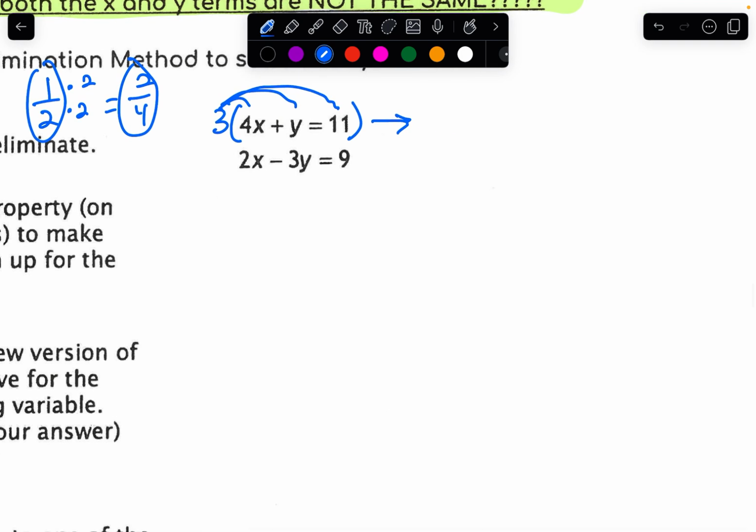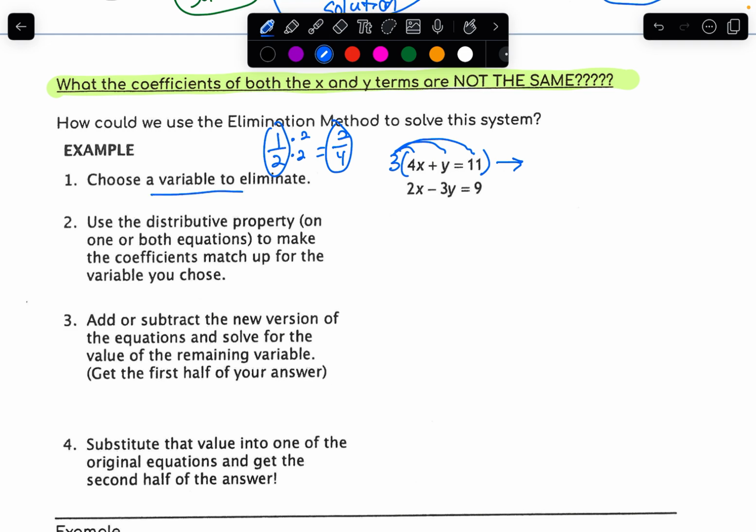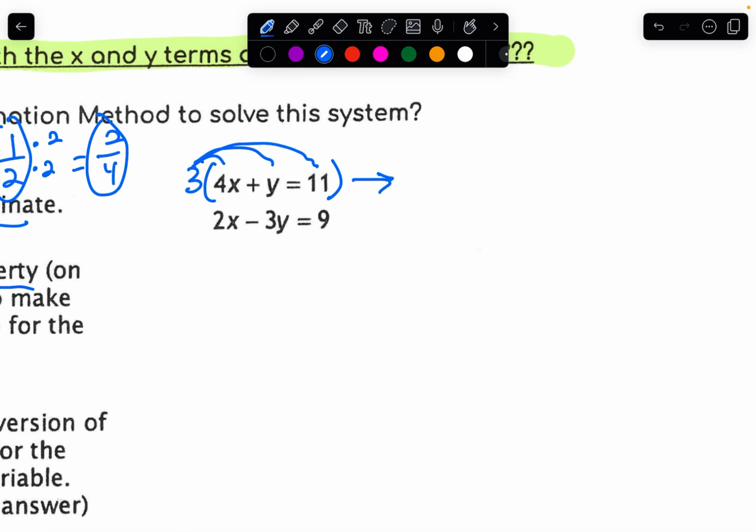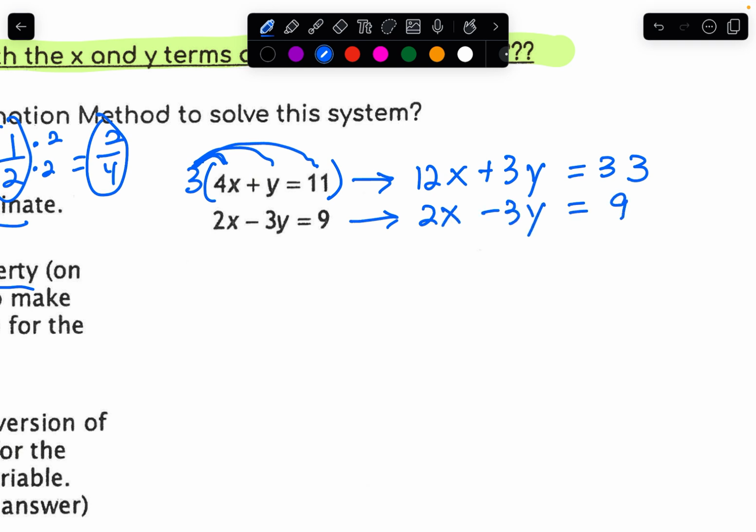I have to multiply everything by 3. So basically, I do a little distributive property here. I chose the variable I'm going to eliminate. I'm going to eliminate the y's. We're going to use the distributive property to change the equation so the coefficients match up. So 3 times 4x is 12x. 3 times 3y is a positive 3y. 3 times 11 is 33. Now on this particular one, I don't have to change the second one at all because that's going to line up nicely now, but let's just rewrite it so that they're stacked up with each other here.